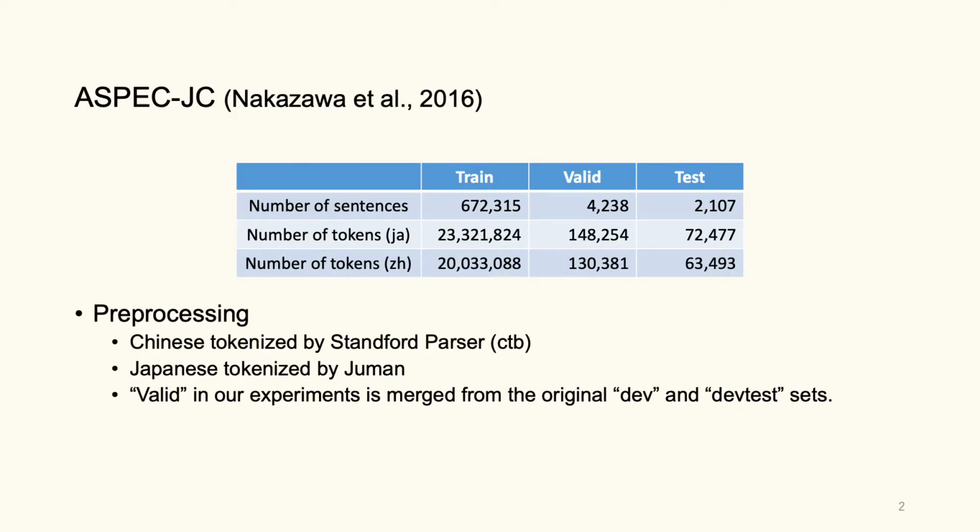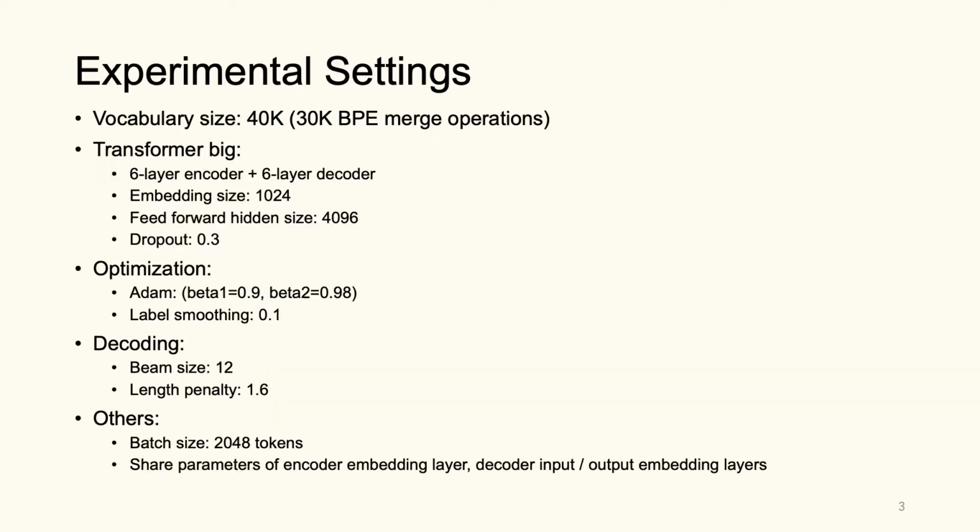First, an introduction to the ASPEC-JC dataset. Here is an overview of this dataset. First, we do the pre-processing. We tokenize Chinese by Stanford parser and we tokenize Japanese by Juman. The valid set in our experiments is merged from the original dev and dev test sets.